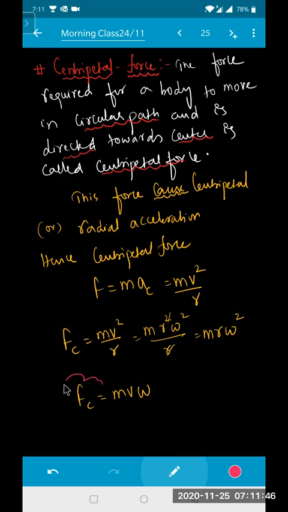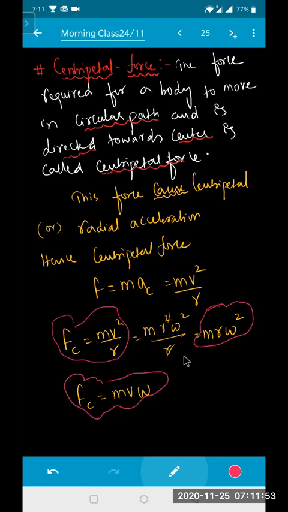So these are the different forms of your centripetal force. FC is equal to MV square by R, or FC is also equal to MR into omega square, part of the relation. Okay?